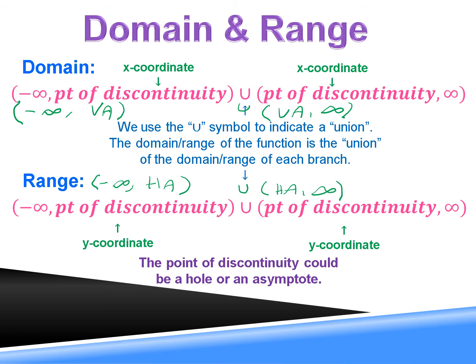Now, if it was a hole, the domain would be negative infinity to the x-coordinate of the hole union the x-coordinate of the hole to positive infinity. The range would then be negative infinity to the y-coordinate of the hole union the y-coordinate of the hole to infinity. Now, don't worry, you're going to get lots of practice writing domains and ranges with asymptotes and with holes in the graph.